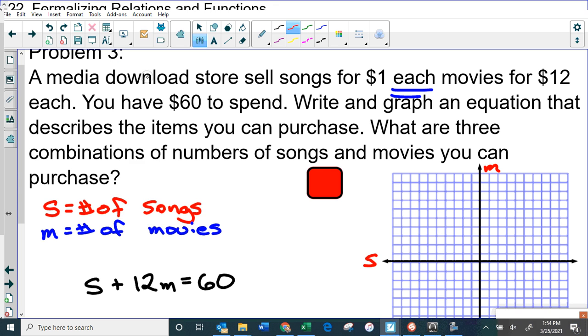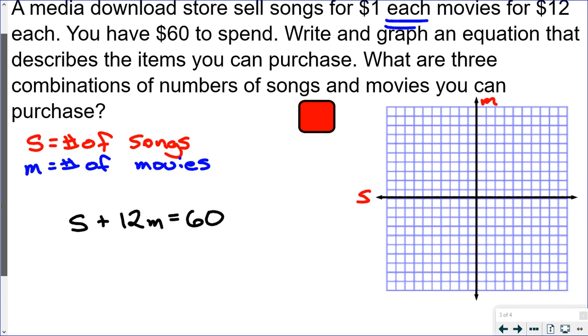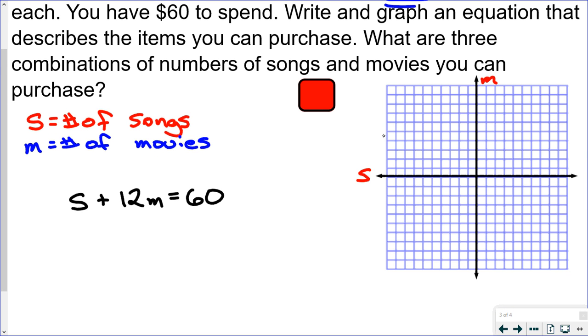All right, so just keep that in mind. I didn't have a grid that just had quadrant 1, so I put a whole coordinate plane here, but we're only going to be working in this one over here. All right, so let's find where it crosses the M axis. I'm going to take this box, put it over the S, and I have 12M equals 60. So let's solve this, divide both sides by 12. So it crosses the M axis at 5.